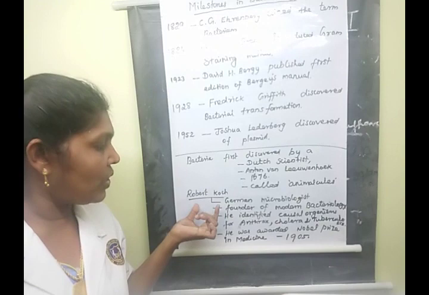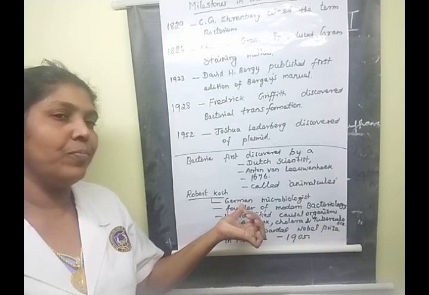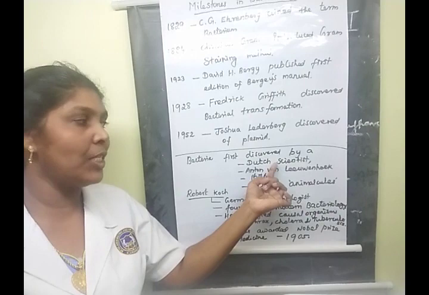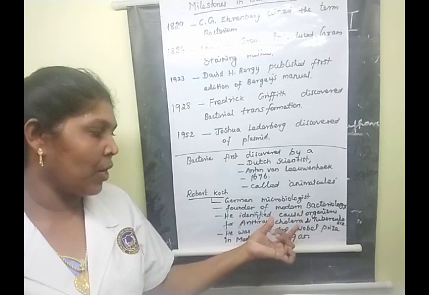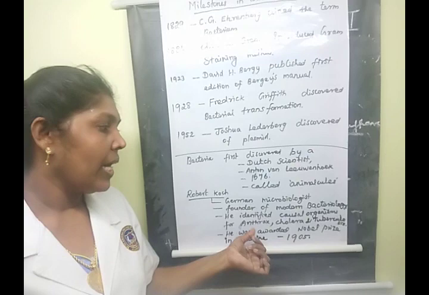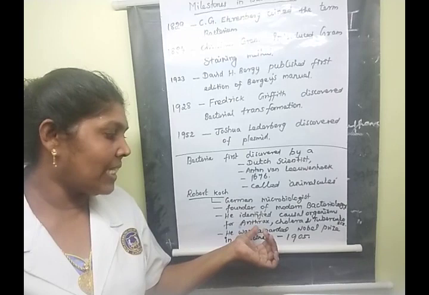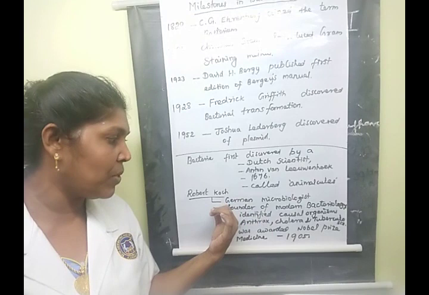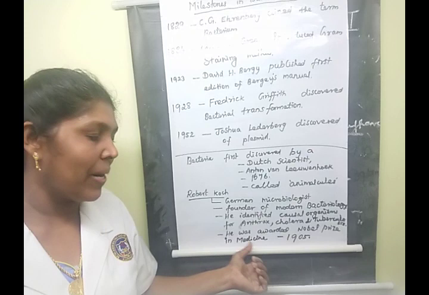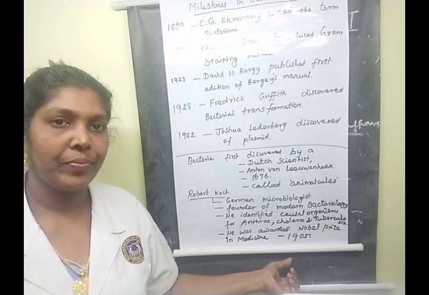Robert Koch is a German microbiologist, but Anton van Leeuwenhoek is the Dutch scientist. Okay? Robert Koch is the founder of modern bacteriology. He identified the causal organisms of anthrax, cholera and tuberculosis. He received the Nobel Prize in Physiology or Medicine in 1905. Clear, children? So these are some more questions we should prepare. Understood, ma'am?